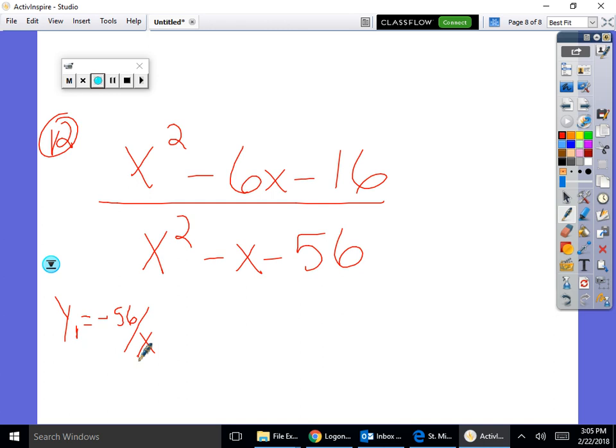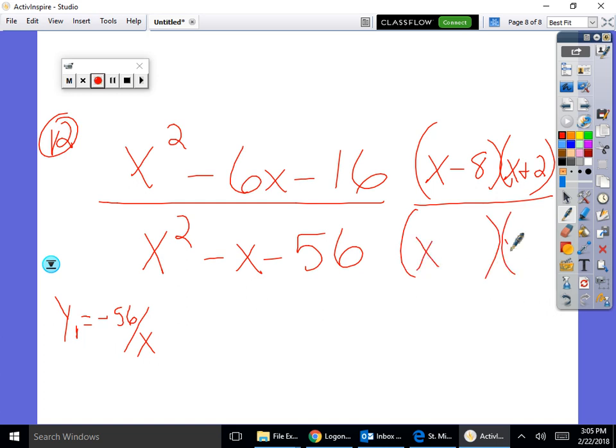Okay, what are 2 numbers that multiply to 16, and when I subtract them, give me negative 6? Negative 8 and 2. So x minus 8, x plus 2. Yes, and I'm going to show you on the calculator in a second. Okay, what are 2 numbers that multiply to 56 that are 1 apart? 7 and 8. I want a negative 1, so is the 8 or the 7 going to be negative? Negative 8 and positive 7. Now, what do you notice? This cancels because they match. So my answer should be x plus 2 over x plus 7.